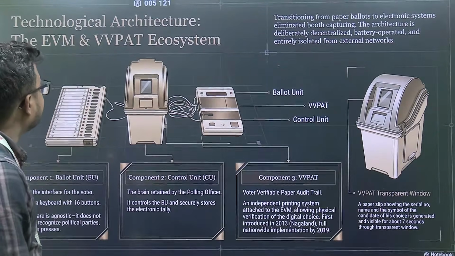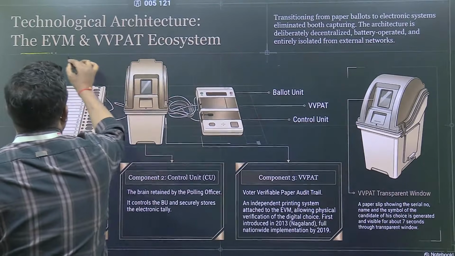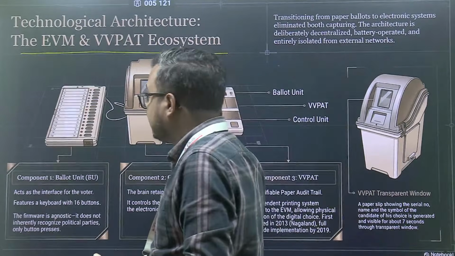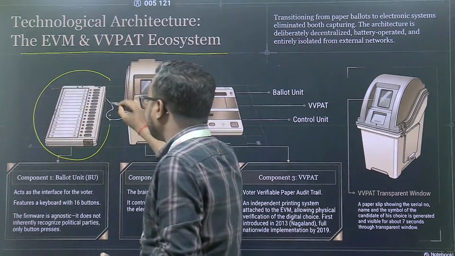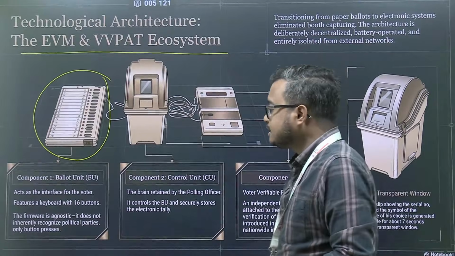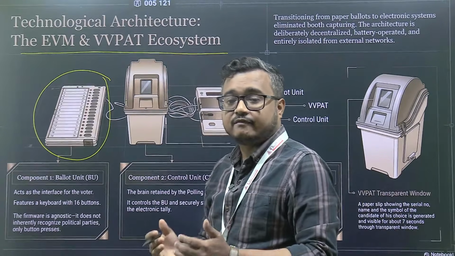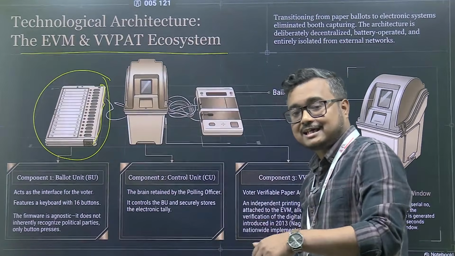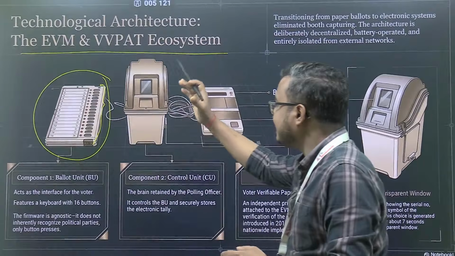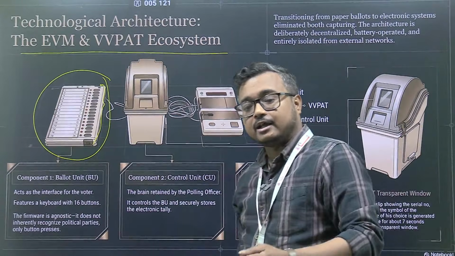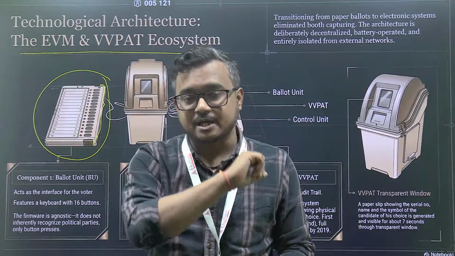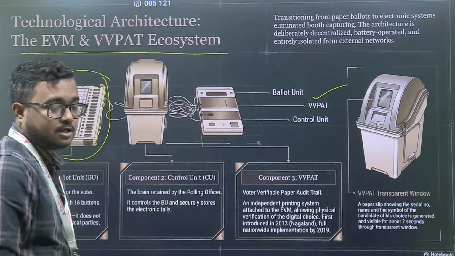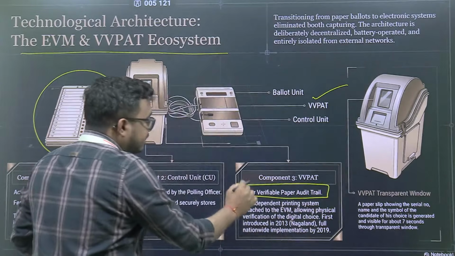Continue. Okay, fine. We now have the technological architecture, the EVM and the VVPAT mechanism. All of you who have voted must have seen this machine, which is the ballot unit, the EVM, the electronic voting machine. And here you have seen these buttons that you have to press. How do we ensure that whatever button you press, the vote will go to that party? It is ensured by the VVPAT unit, the voter verifiable paper audit trail.